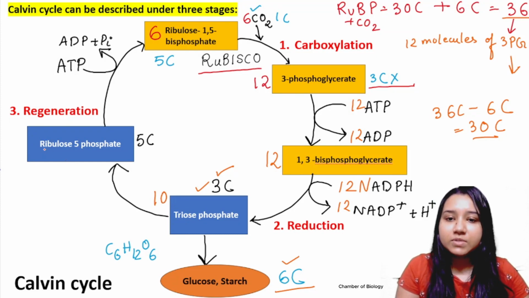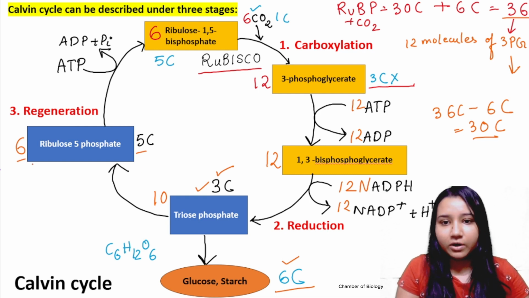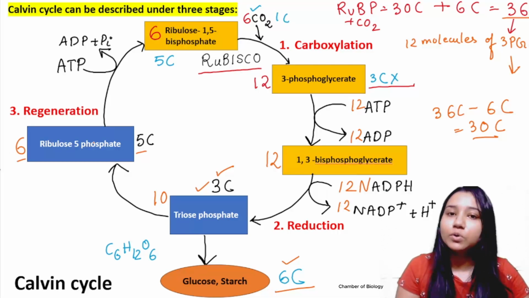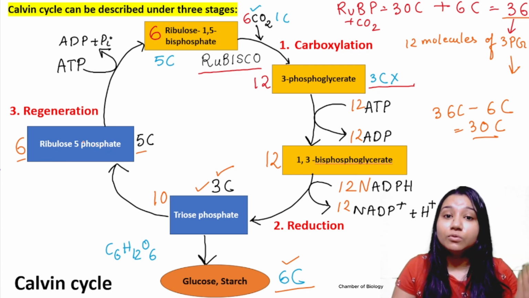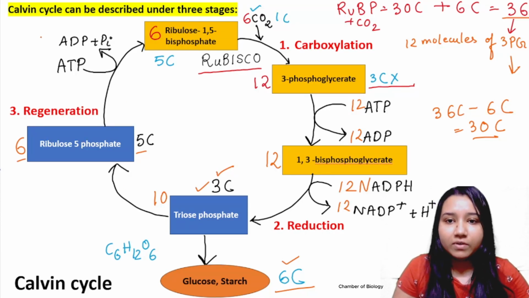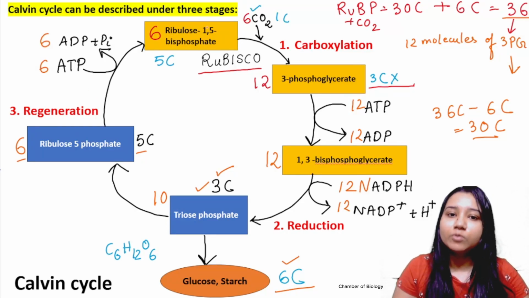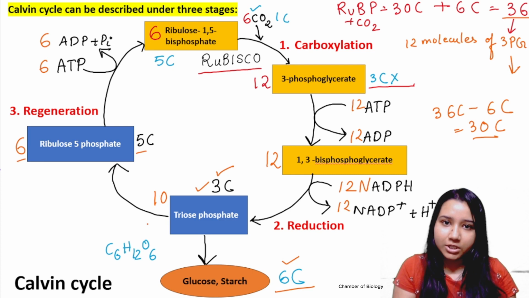The triose phosphate forms ribulose 5-phosphate, which is a 5-carbon compound. So it is forming 6 molecules of ribulose 5-phosphate, because we have to fix that 30, right? 6 into 5 is 30, that is 6 molecules of ribulose 5-phosphate. Now this ribulose 5-phosphate is going to form ribulose 1,5-bisphosphate, for which ATP will be required. So we will see 6 ATP required, and there is going to be regeneration of the ribulose 1,5-bisphosphate.